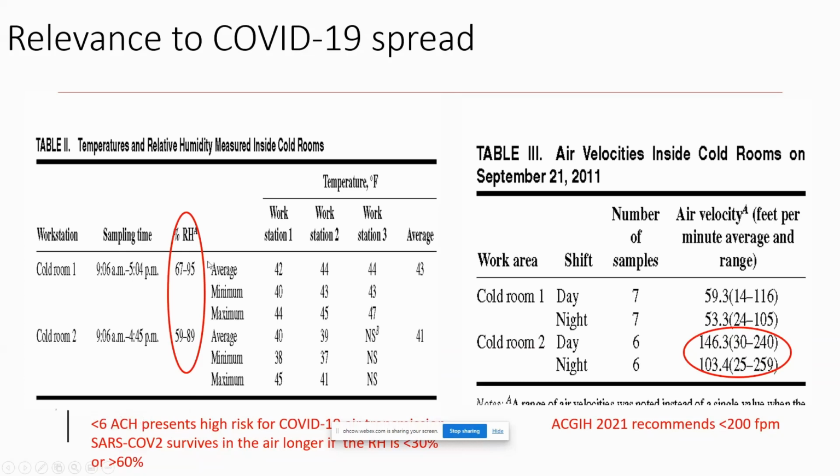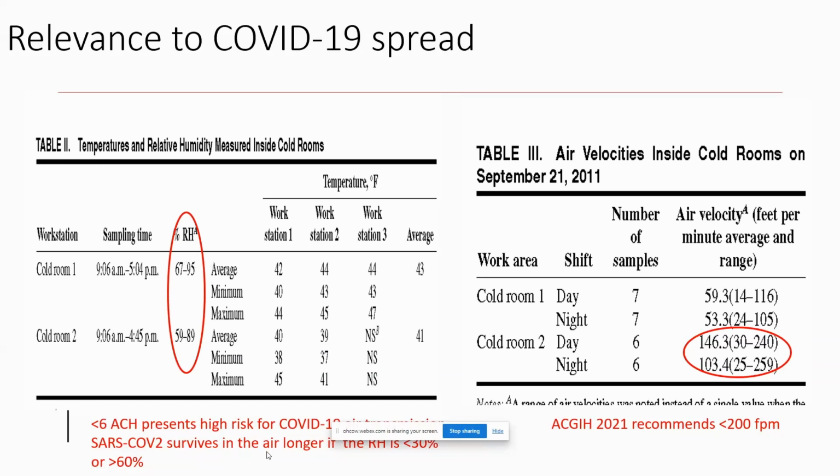And the other thing is high relative humidity. You can see the relative humidity ranges from 59 to 95% in this case. What studies are showing is that the optimal humidity level to reduce the spread is 40 to 60%. Relative humidity higher than 60% or less than 30% increases the risk for the spread of this virus.